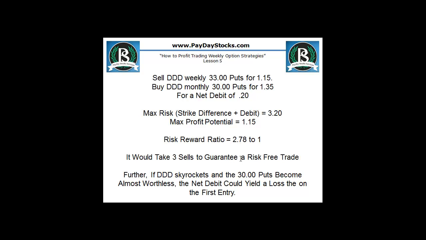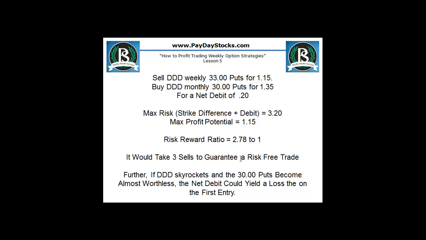So the max risk, of course, is the strike difference plus the debit on these. So the strike difference is 3 plus the debit. So your risk on this particular trade is $3.20. It's a lot different than 40 cents than with what we saw with KCG, and the max profit potential is only 115.